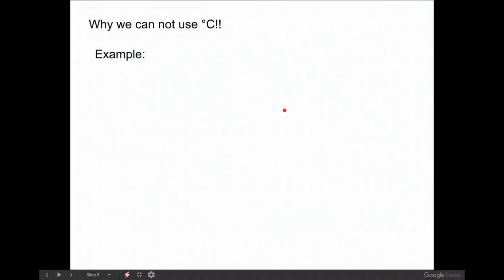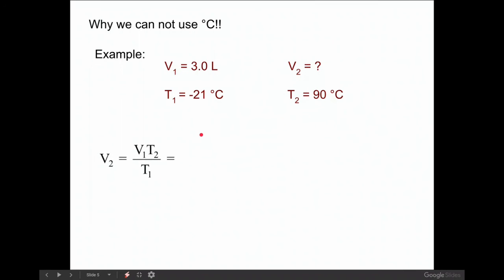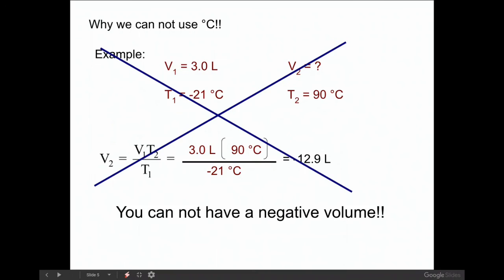Now, real quick, let's say we did use Celsius. Here's negative 21 degrees Celsius, and we want to find the new volume at 90 degrees. We rearrange our equation, plug in our values, and whoops, we have a negative value. The Celsius cancel, but we end up with a negative volume, which does not exist. So make sure you're converting your temperatures to Kelvin. That's one of the biggest mistakes beginners make.